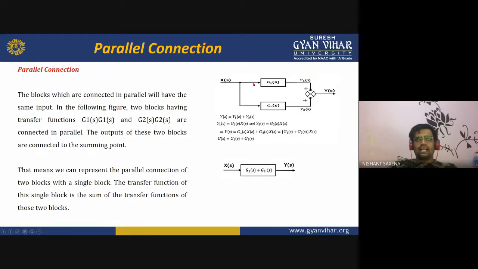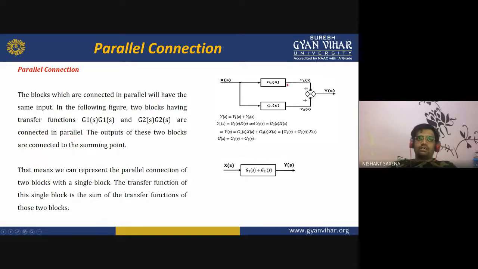Now look at this diagram. You can see that again we have two transfer functions, G1(s) and G2(s), but now they are connected in parallel. And the outputs of the respective ones, Y1(s) and Y2(s), are summed at a summation point, and the net output is Y(s). It has to be noted that both the transfer functions have the same input, that is X(s). The blocks connected in parallel will have the same input, obviously.